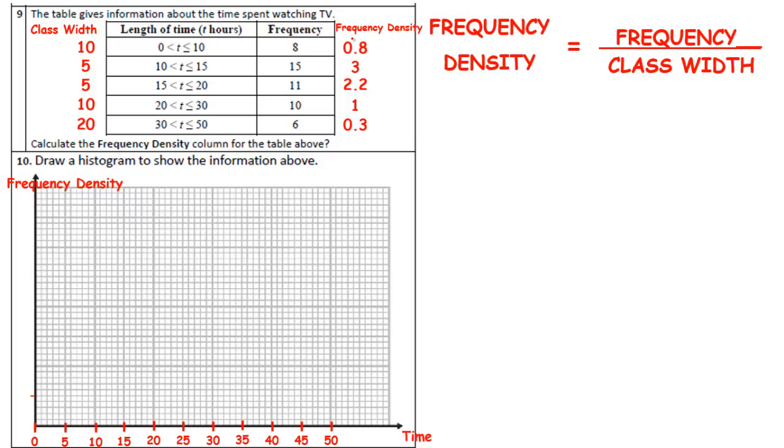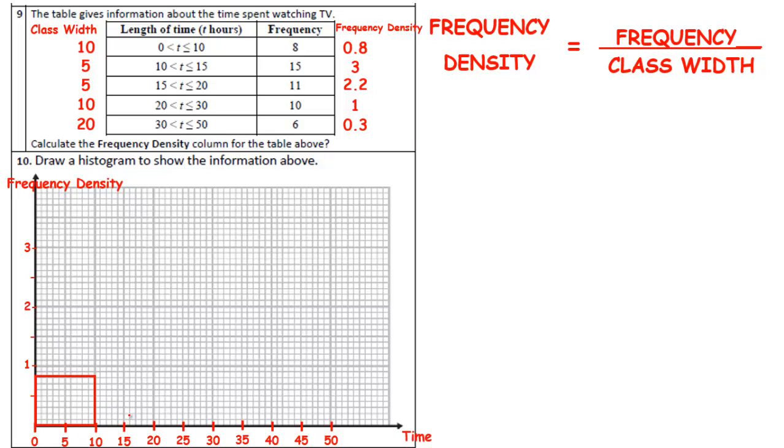Moving up the vertical axis, the biggest value is 3. So I'm going to go up every 10 tiny squares, it's just going to be 1, and that'll take me up to 3. The first bar is going to go from 0 to 10, and that's going to go up to 0.8, which is 8 tiny squares up.